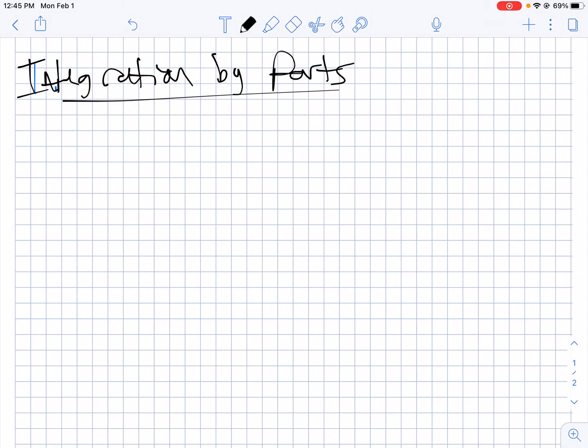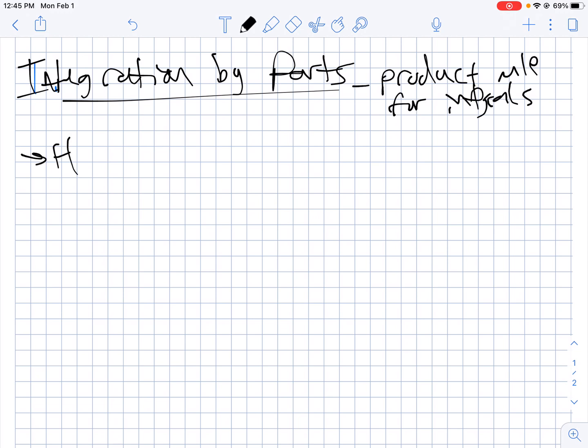All right, guys, and welcome to our next chapter on advanced integration strategies. So today we're going to talk about something called integration by parts, and this is basically like a product rule that works for integrals. And this is going to help us answer the question, how could I do some integrals that look relatively simple, but should be doable, right?